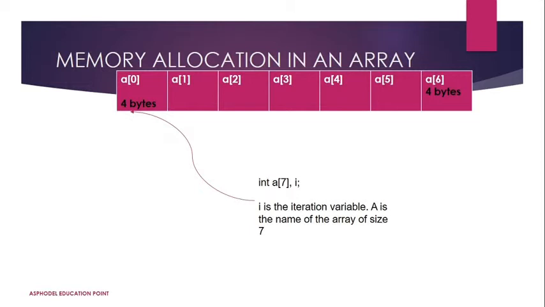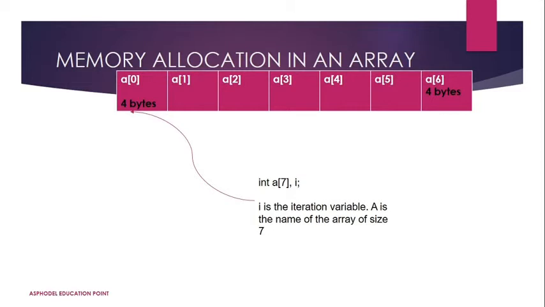Now it is also pretty simple to see how memory is allocated in an array. Suppose I have declared an integer array of size 7. That means it is expected to take values between A0 and A6, and each of A0 through A6 is 4 bytes. That is, A0 can hold up to 4 bytes of data, A1 can hold up to 4 bytes of data, and so on. A6 is capable of holding 4 bytes of data.